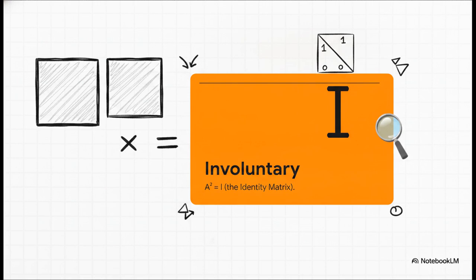Next up, we have the involutory matrix. You can think of an involutory matrix kind of like a mirror. A square matrix gets this title if multiplying it by itself, calculating A squared, gives you I, the identity matrix. That's the one with the ones running down the main diagonal and zeros everywhere else. A really great geometric way to picture this is a reflection. If you reflect a point across a line and then reflect it a second time across that exact same line, you're right back where you started. Applying the operation twice gets you back to the identity.